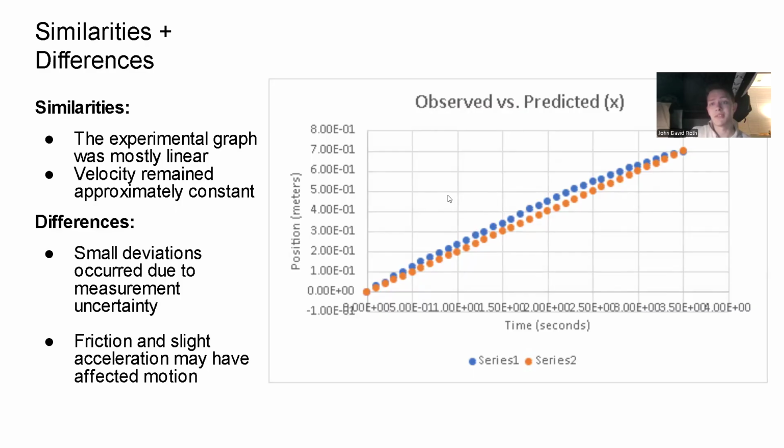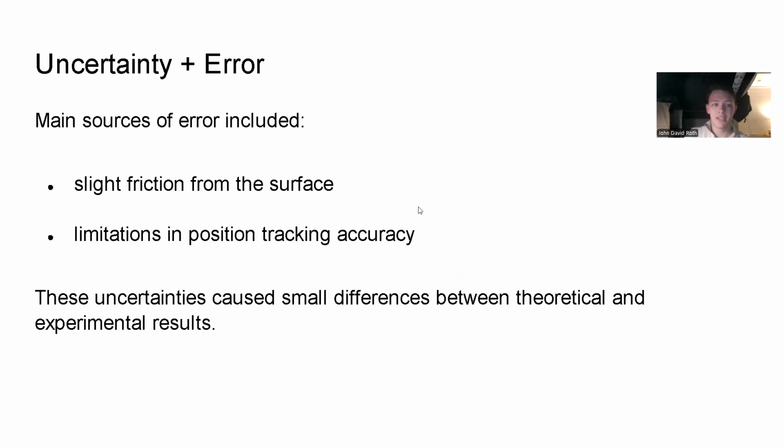This is due to friction, other things acting onto the object. It could also be human error, as we see in this other slide. So it was kind of hard to track the object using the tracking software, but it's an experiment. Things happen. And of course, a slight friction on the surface with other forces acting on it.